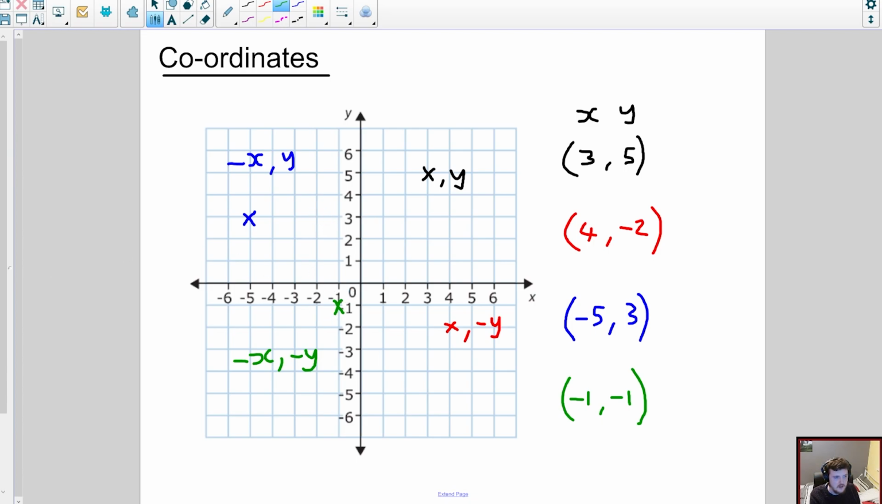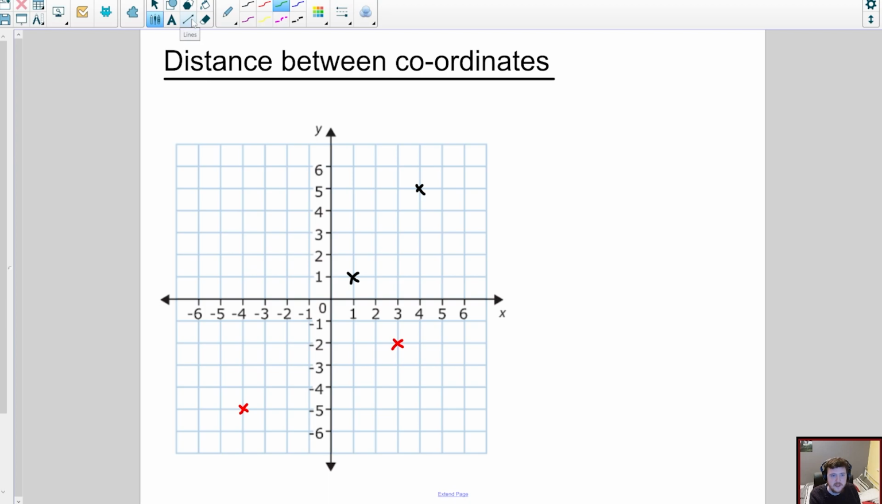Okay, so next we've got the distance between coordinates. So if a question asks you to find the distance between these 2 coordinates, what we're going to do is draw a straight line between the 2 points. And what we're going to do is construct a triangle to demonstrate how far apart they are. So if we think from left to right, we've gone 3, and from up to down, we've gone 4. What we're actually trying to work out is the hypotenuse of this triangle we've just made.